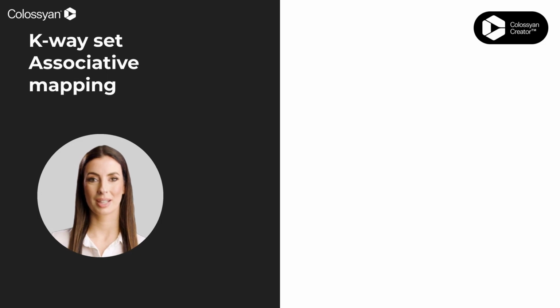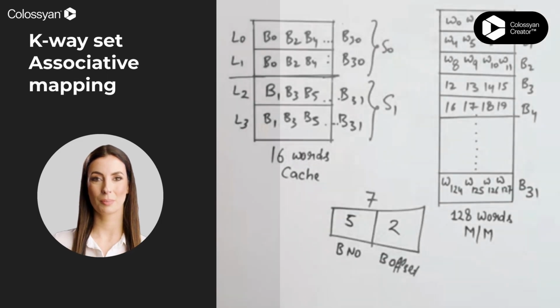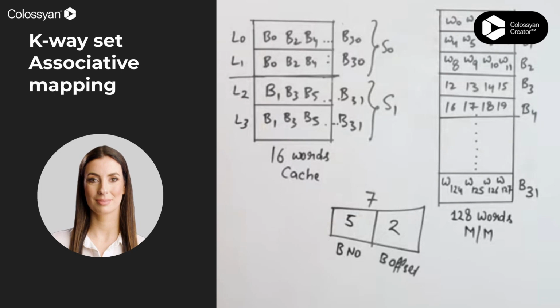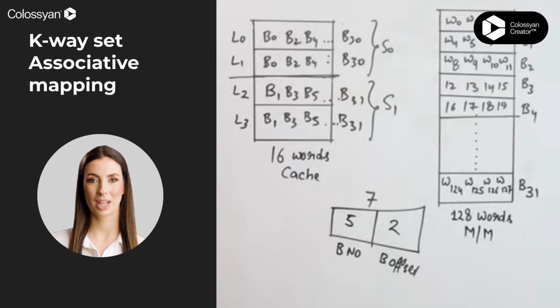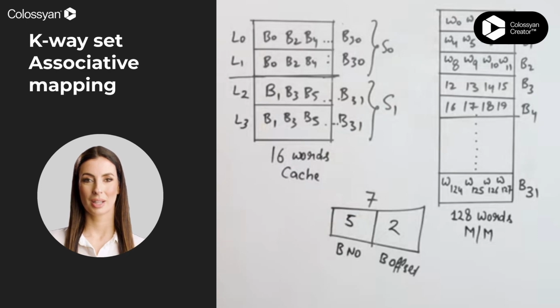K-way set associative mapping is a combination of direct plus associative mapping, where blocks are placed according to the formula of K mod n and lines are divided into K parts by the formula, total lines by K, and blocks are mapped to cache as shown in figure. So according to the formula, L0, L1 contain blocks B0, B2, B4, B2n and so on, and L2, L3 can contain any blocks like B1, B3, B5.